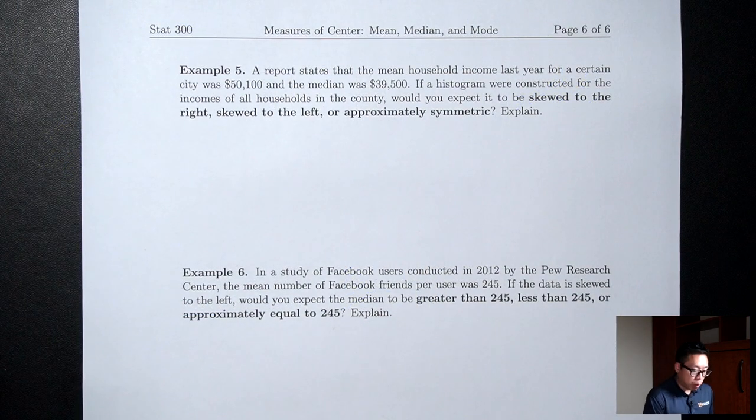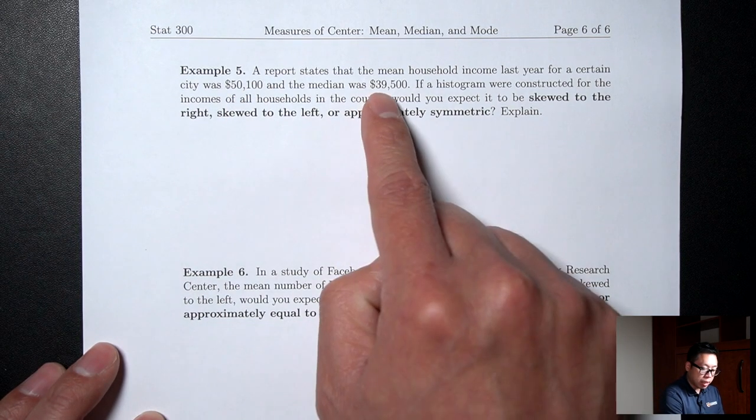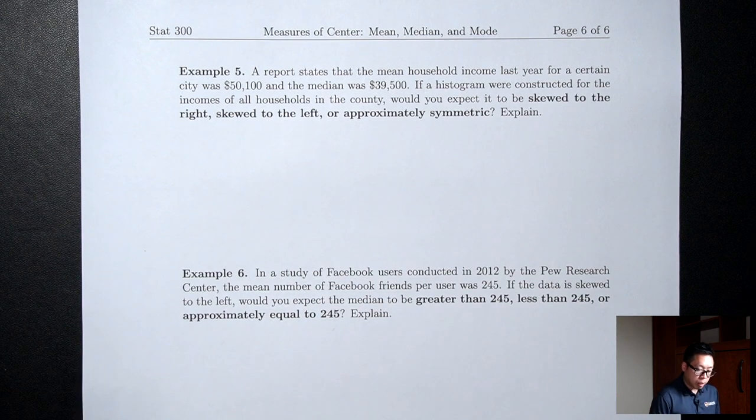Example 5. A report states that the mean household income last year for a certain city was $50,100 and the median was $39,500. If a histogram were constructed for the incomes of all households in the county, would you expect it to be skewed right, skewed left, or approximately symmetric? For these questions, we're going to use what we know about the skewness and the location of the mean, whether it's to the left or to the right of the median. What I recommend is make a number line and put whatever number I give you on that number line.